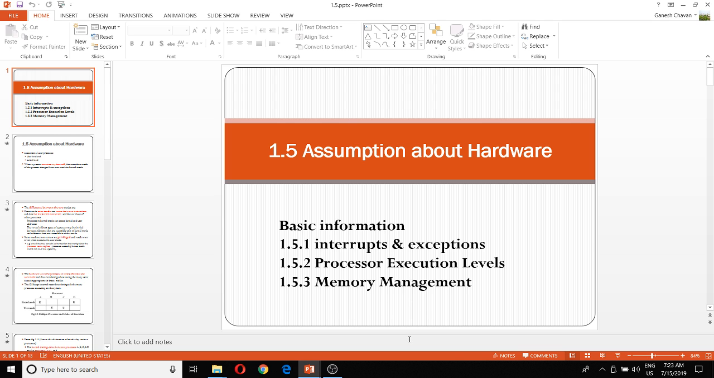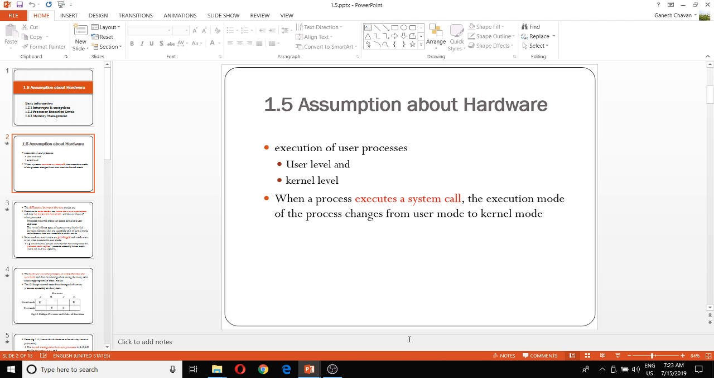Now let's look into the next point of chapter number 1 of the Unix operating system, and the point is assumptions about hardware. This part basically constitutes interrupts and exceptions, processor execution levels, and memory management. All three subcontents are very essential as far as the exam is concerned.